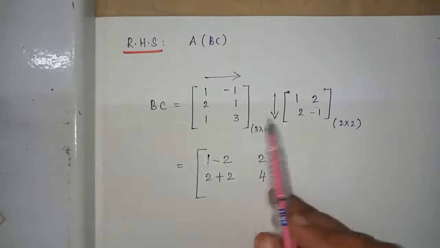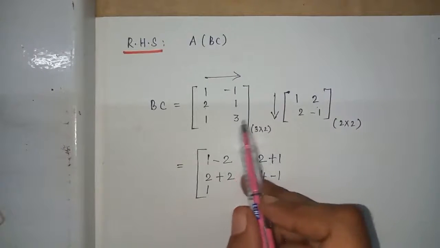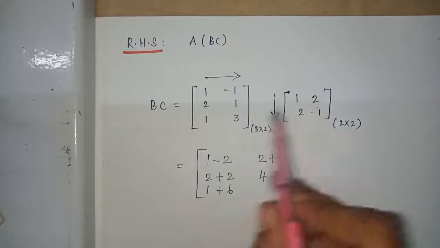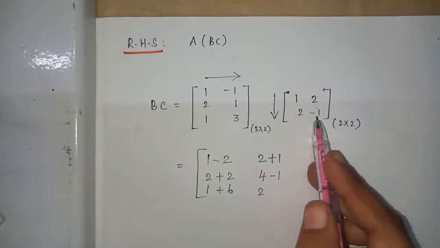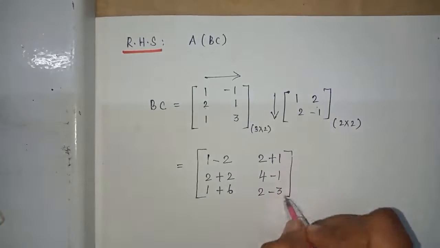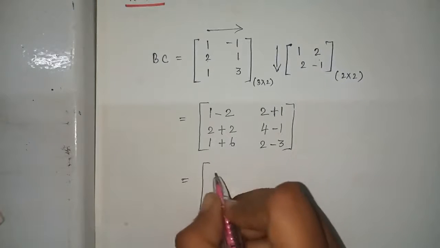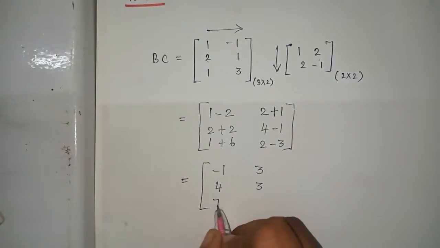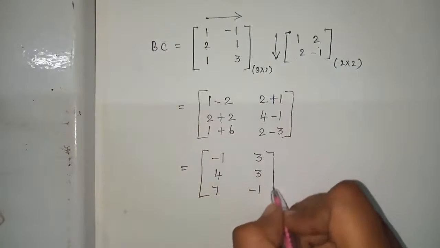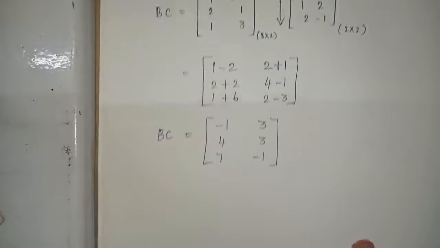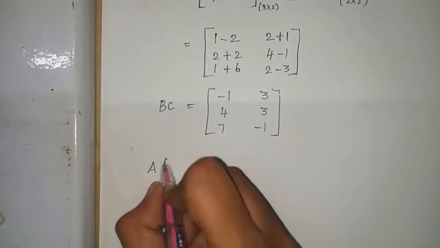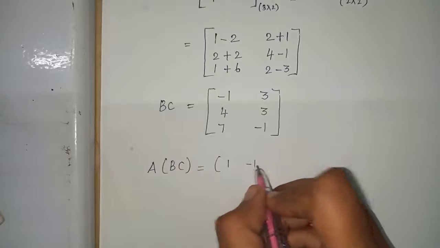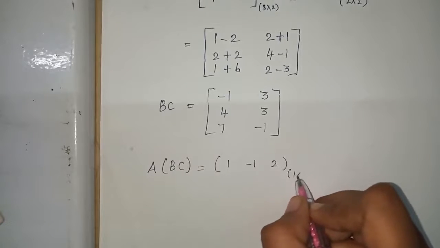Then third row, first column: 1 1s are 1, plus 3 2s are 6. Then third row, second column: 1 2s are 2, 3 into minus 1 is minus 3, which is equal to minus 1. So the matrix is [-1 3; 4 3; 7 -1]. Now you found the matrix BC. Next you have to multiply the matrix A with BC. So A into BC. The matrix A is [1 -1 2], of order 1 cross 3.